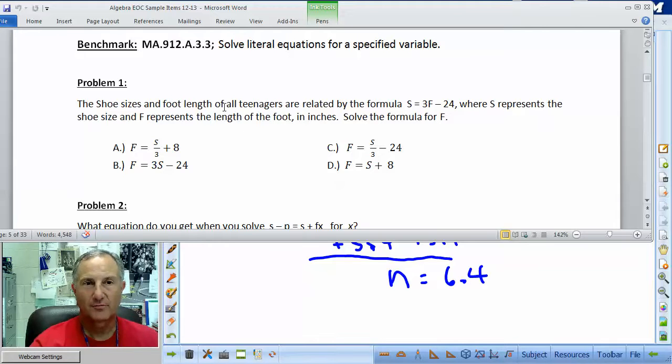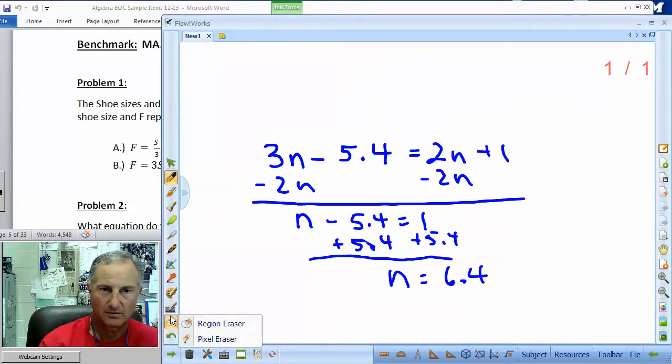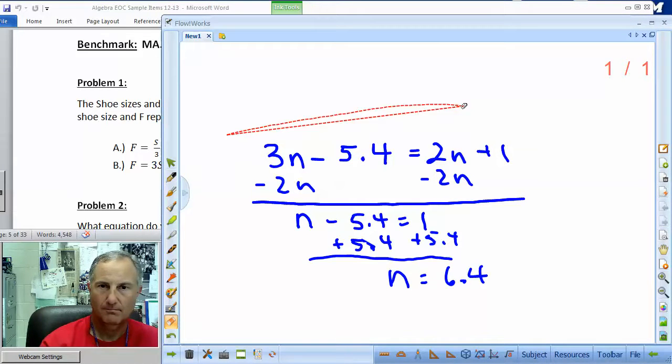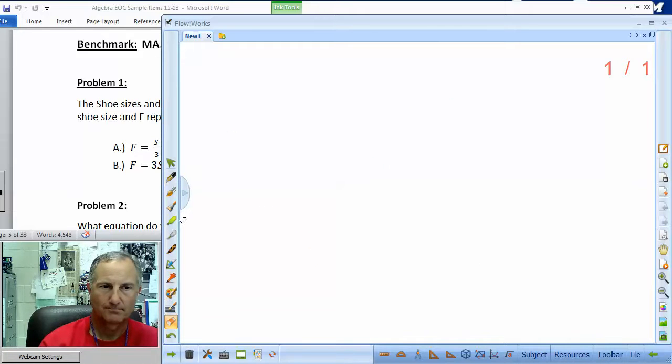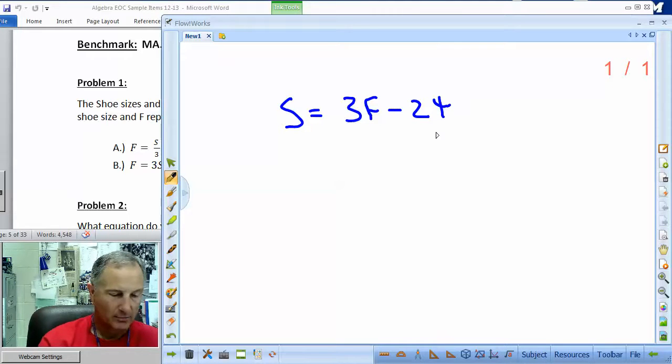So if shoe sizes and foot lengths of all teenagers are related by the formula S equals 3F minus 24, where S represents the shoe size and F represents the length of the foot in inches. Solve the formula for F. Okay, so here we go, solving for F. We have S equals 3F minus 24, and we want to solve for F.